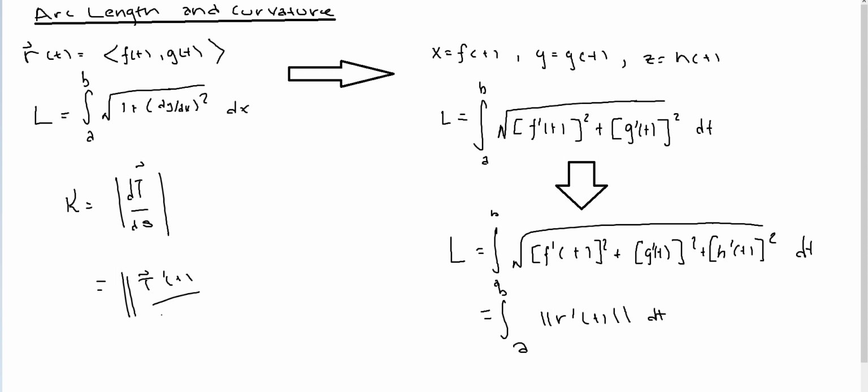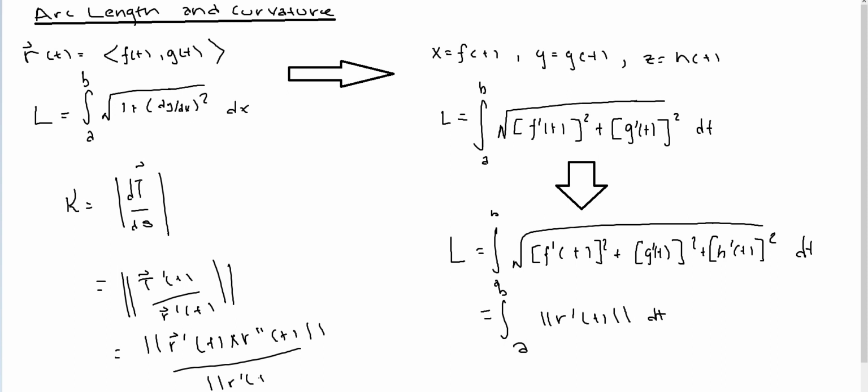This means that our curvature is also equal to the magnitude of T prime of t over the magnitude of r prime of t, as well as the magnitude of r prime of t cross r double prime of t over the magnitude of r prime of t cubed. And that is a bunch of information, but that is the arc length and curvature broken down into the conceptual aspects, and I hope that helps.